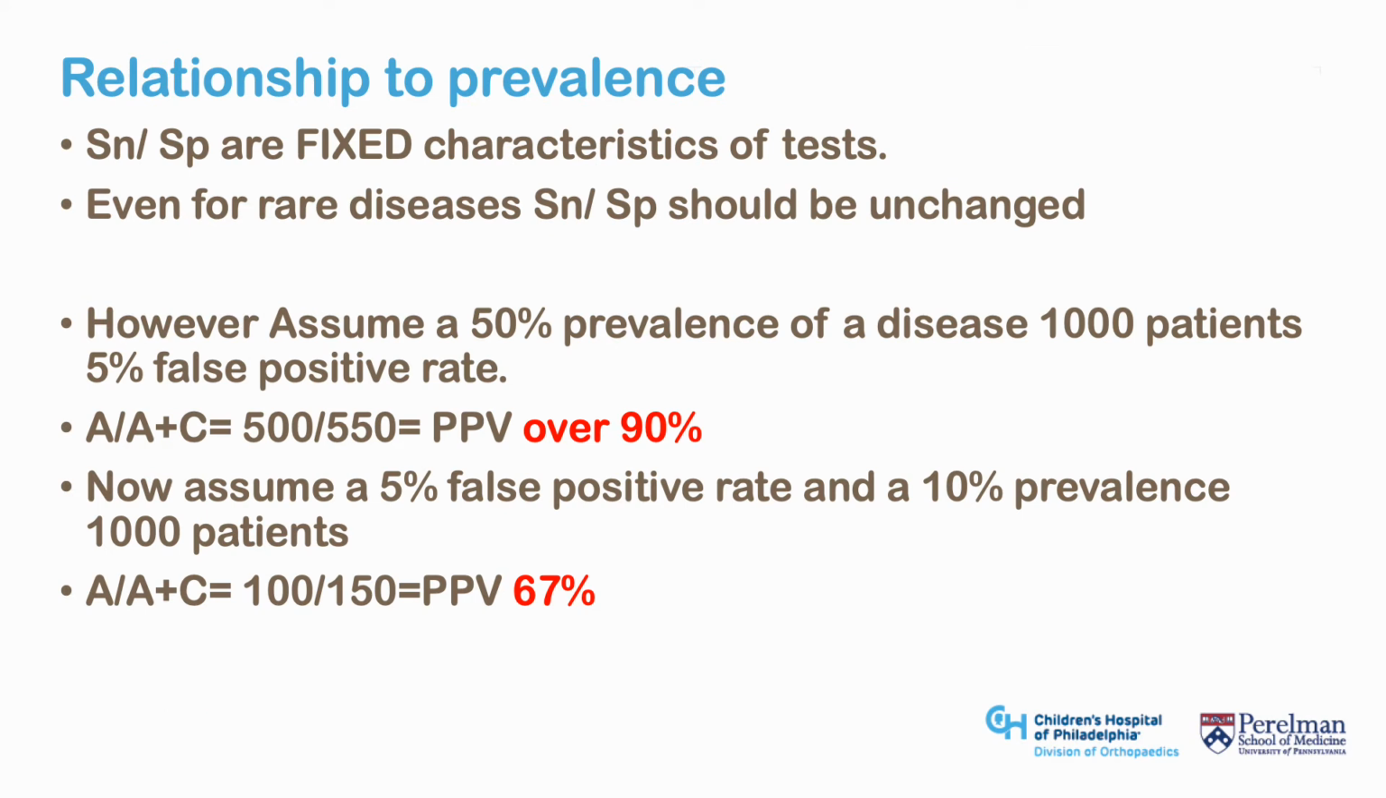As mentioned before, sensitivity and specificity are fixed qualities of tests. Even for rare diseases, these remained unchanged. Positive and negative predictive values are different. Consider another example. 50% prevalence, 1,000 patients, 5% false positive rate. A over A plus C equals 500 over 550 for a positive predictive value of 90%. Now assume a 10% prevalence and a 5% false positive rate. A over A plus C equals 100 over 150. Positive predictive value 67%.